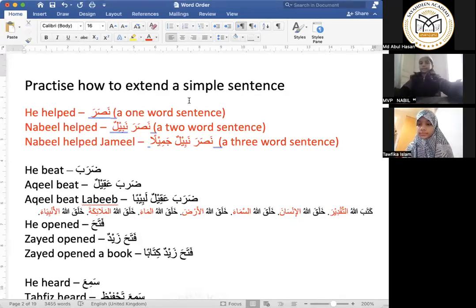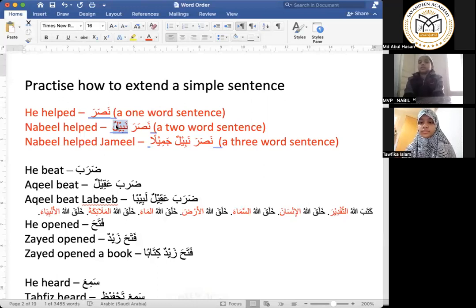Okay, Taufika and Nabil, we will look at how to extend a simple sentence. A simple sentence in Arabic is this: Nasara, which means he helped in English. So Nasara is a one-word sentence. It's just one word, but it is a sentence in Arabic. Nasara, he helped. If you want to make it longer, then you just add another word. So Nasara Nabilun.